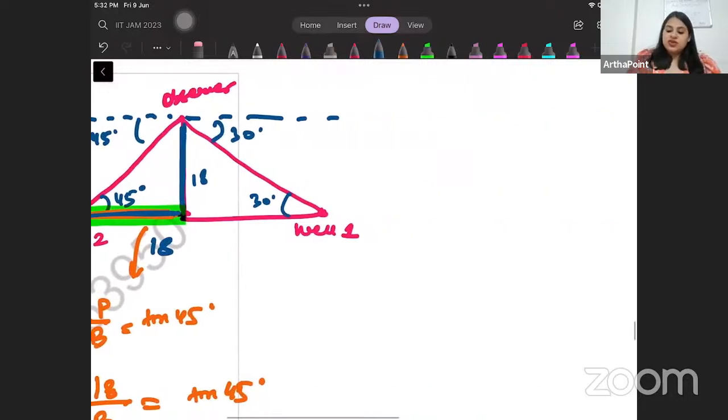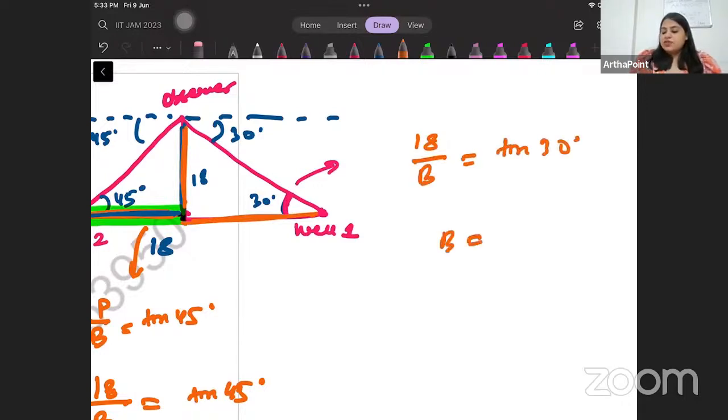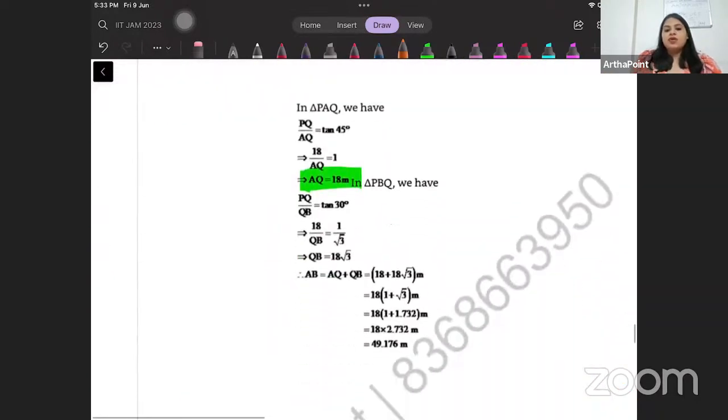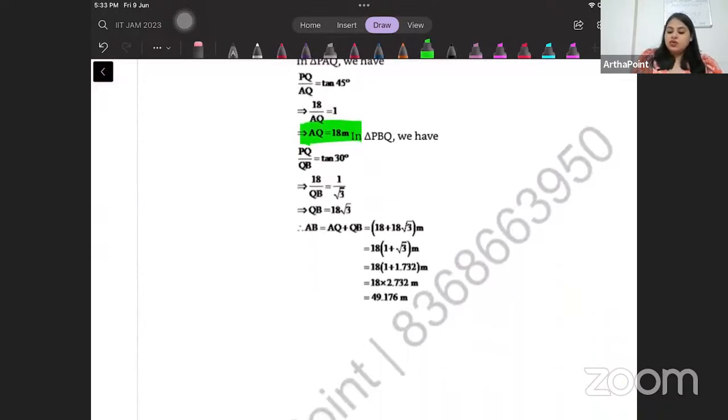Similarly, look here in this triangle. In this triangle, this is 30 degree, na? So 18 divided by base is tan 30. So base will be 18 divided by tan 30. So base of this will come down as 18 root 3. Tan 30 is 1 by root 3, so it will come down as 18 root 3.